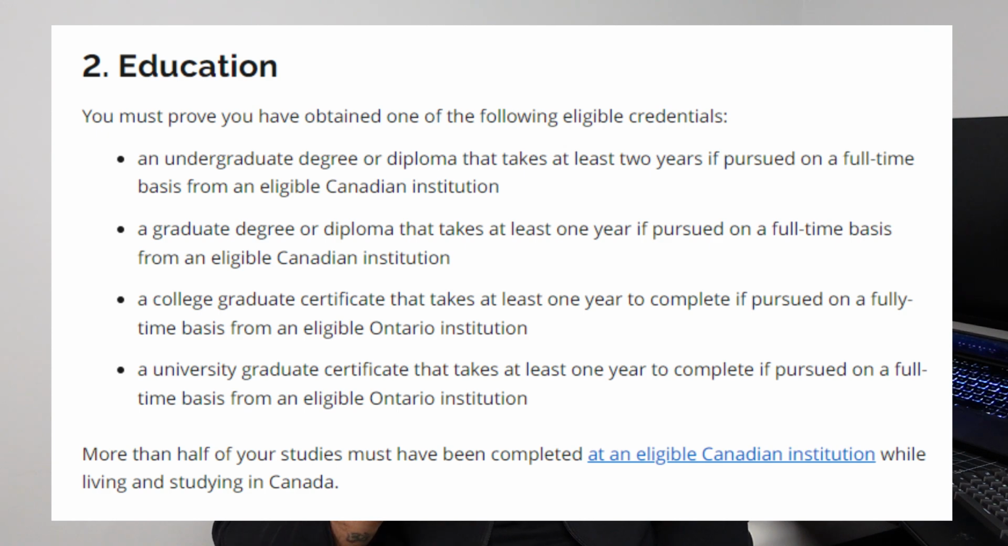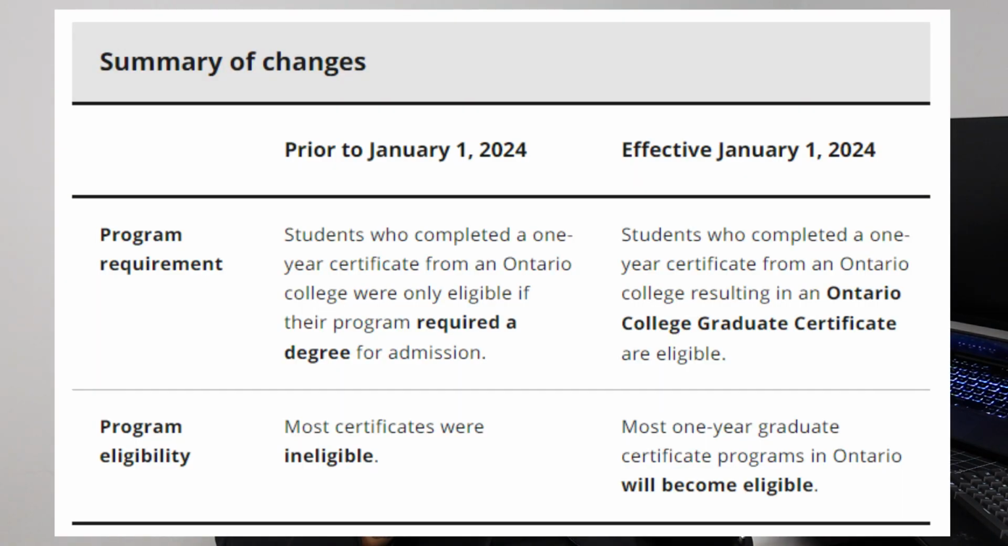Okay. Next is a university graduate certificate that takes at least 1 year to complete if pursued on a full-time basis from an eligible Ontario institution. So guys, please have special focus on Ontario or the Canadian institution. It is used differently, so make sure that you are doing it differently.